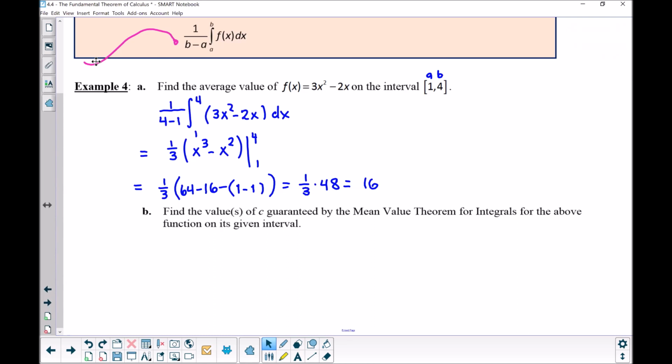All right. So for part B, we're going to go ahead and find the value of c guaranteed by the mean value theorem. Now, when kids see this question, they really start to panic and freak out because they think, I've got to do something so crazy different. And the fact is you don't.